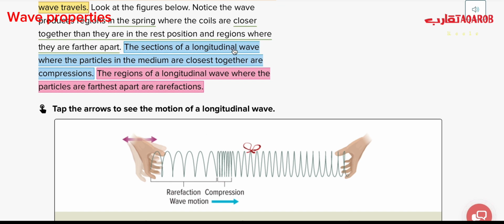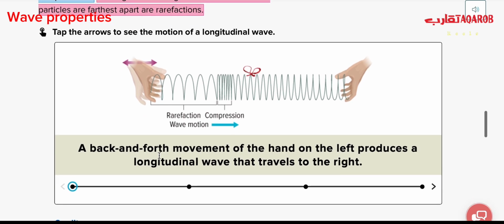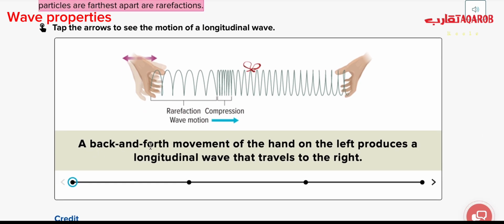So the section of a longitudinal wave where the particles in the medium are closest together, like this one, is what? This is compression. The region of a longitudinal wave where the particles are farther apart from each other, this is what? This is rarefaction. So let's see, a back and forth movement of the hand on the left produces a longitudinal wave that travels to the right. If you move your hand back and forth, you will produce a longitudinal wave.